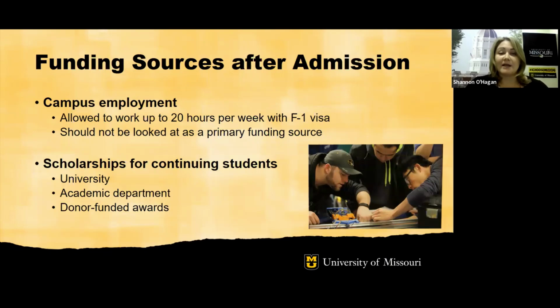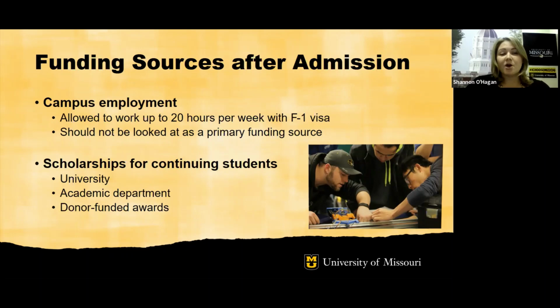Perhaps one of the most common is campus employment. With the F1 student visa, which is the most common visa type, students are allowed to work up to 20 hours per week when classes are in session, up to 40 hours per week during breaks. These types of campus jobs will certainly vary, but they could be anything from working in a campus office to working with dining services, residence hall, the library, any number of places on campus.